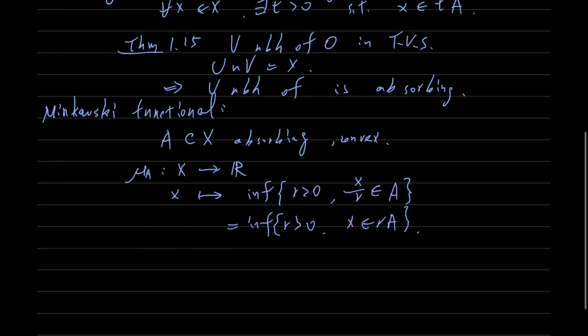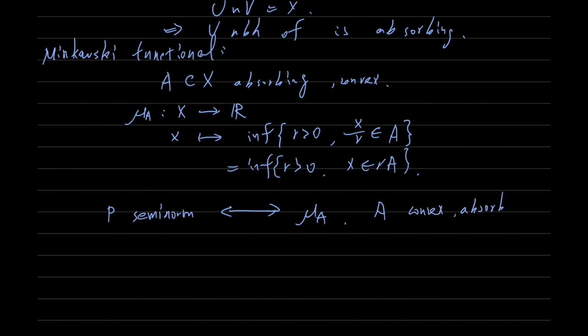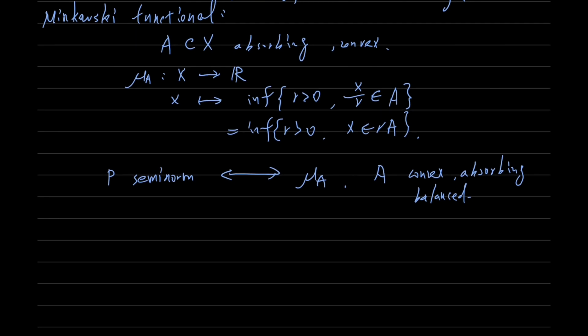The main objective of this video is that we want to prove we have a one-to-one correspondence between seminorms and the Minkowski functional, where this subset A is convex, absorbing, and balanced. This is the main objective of this chapter, and we will prove this in the next three theorems.